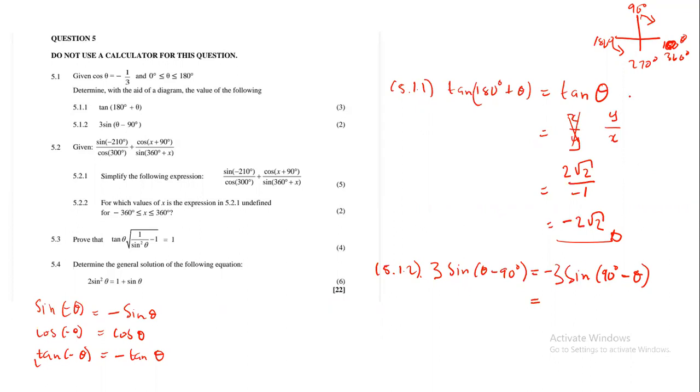So sine, what is the sign? I mean the sign of, is it positive or negative? What is the sign of sine function? So the sign of sine function, it is positive in the first quadrant. So this negative will remain as negative from here. So that means we're going to have -3.